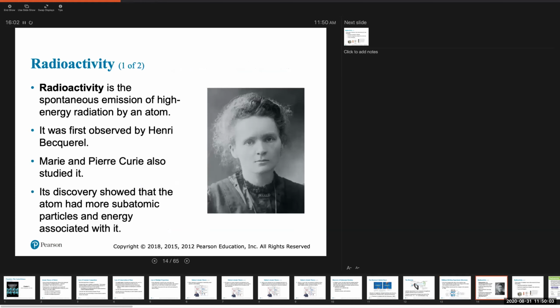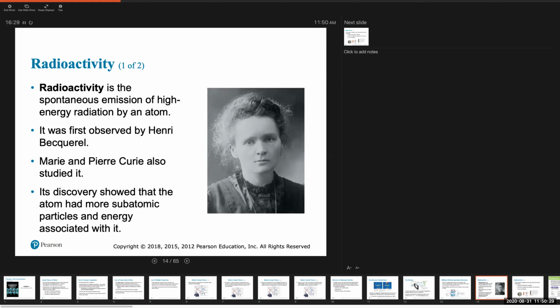Okay, let's talk about radioactivity a little bit. So this is a picture of Marie Curie. She's one of the early pioneers in radioactivity, her and her husband Pierre. Radioactivity is simply the spontaneous emission of high energy radiation by an atom. Some atoms are able to do this, some are not. Some are radioactive, some are not. That's where you hear people talk about, is it radioactive? Not everything is, but some things are.